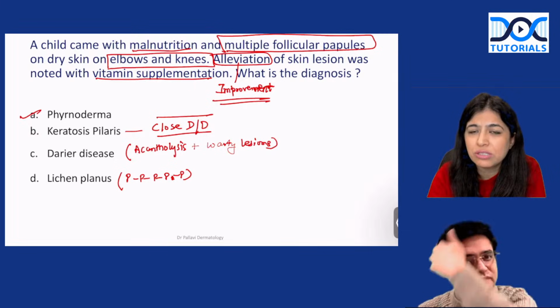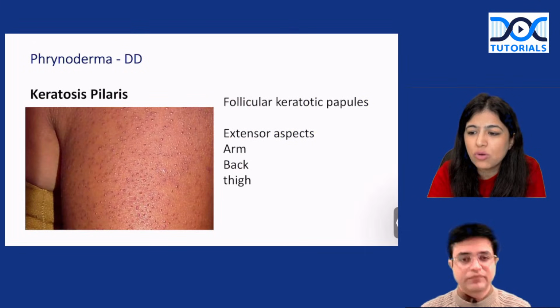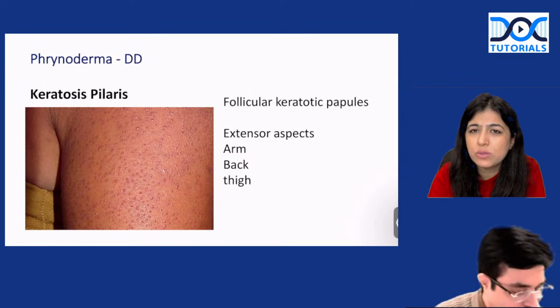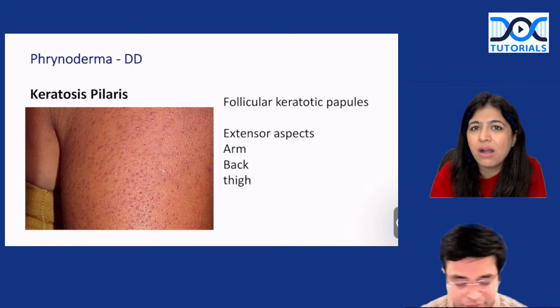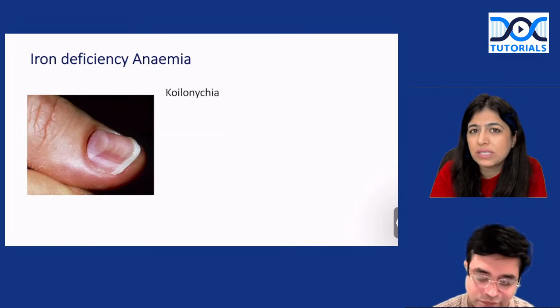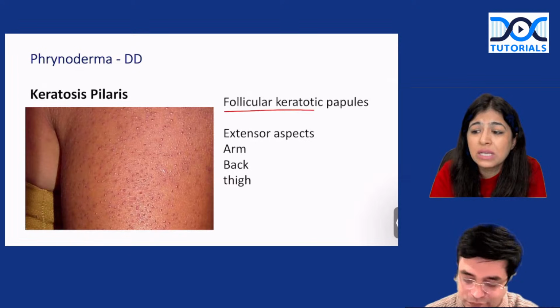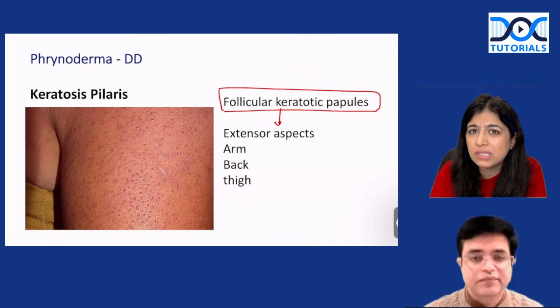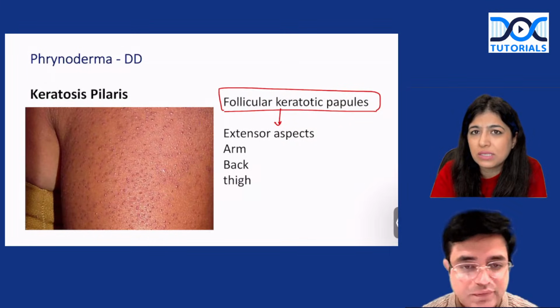If you look at lesions of keratosis pilaris, these are also slightly reddish to skin colored follicular keratotic papules. Keratotic just means slightly hard. So these are papules which are slightly hard. They are around follicles. So these are called follicular keratotic papules. But it is the distribution that is important. You look at the morphology, that is similar, but it is the distribution that is important.